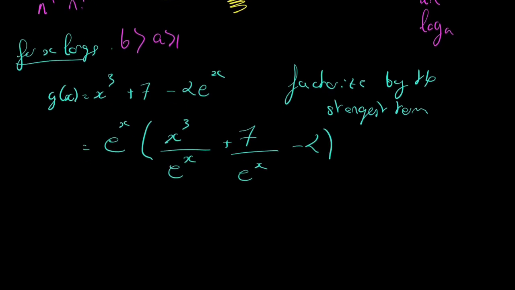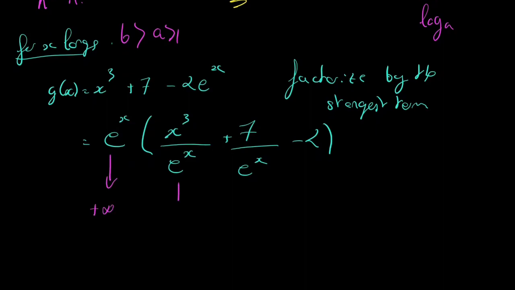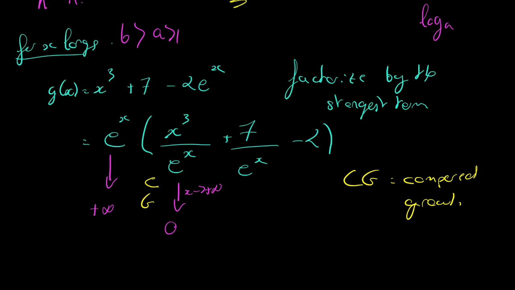And what do we know? We know that, of course, exponential of x will tend to plus infinity. This will tend to 0 when x tends to plus infinity because of the compared growth. This one will easily tend to 7 over infinity, which is equal to 0 when x tends to plus infinity, and here the minus 2 stays, of course.